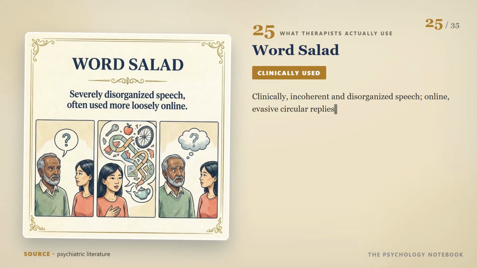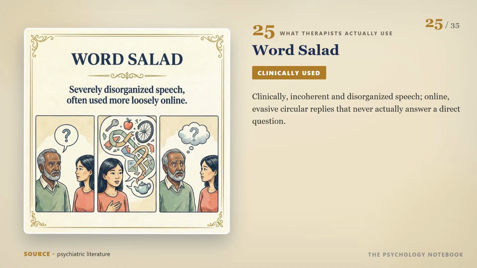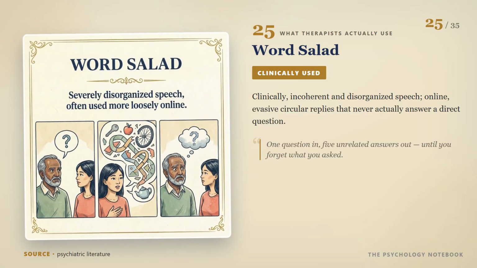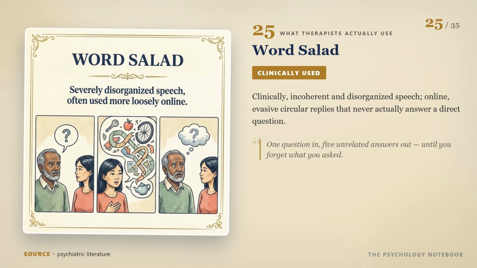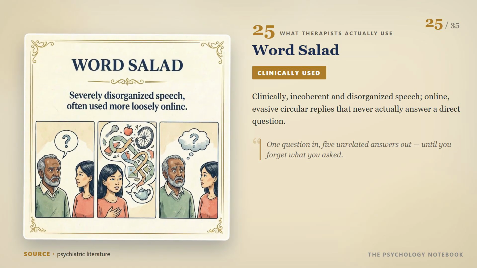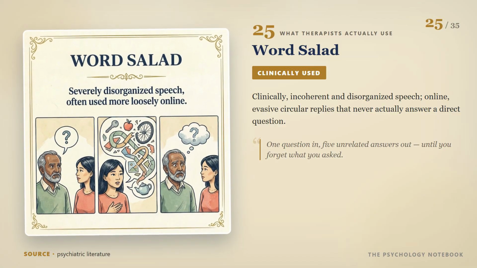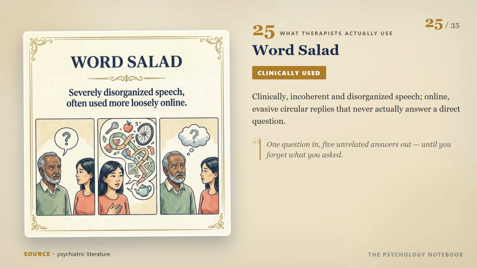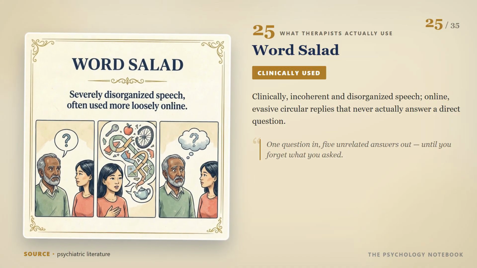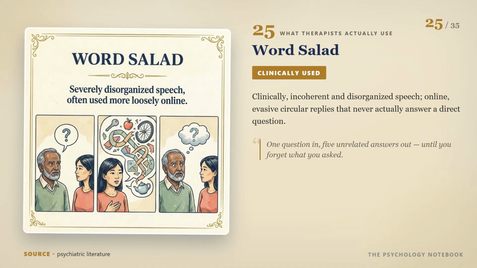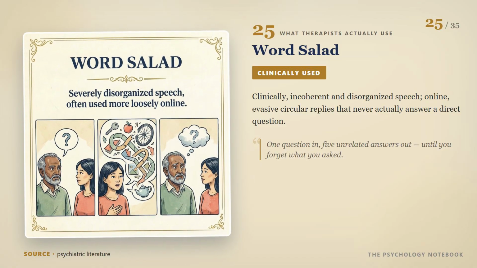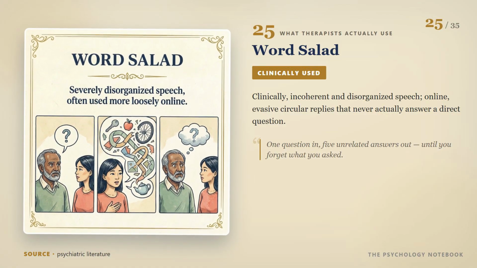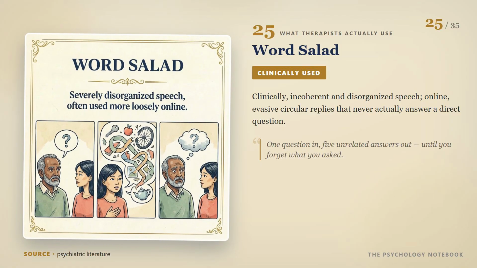25. Word salad. The last term in this section is word salad. In clinical psychiatry, word salad refers to severely disorganized speech without a clear, understandable connection. Online, people use this phrase more loosely. You ask one direct question, you get 5 confusing or unrelated answers. Eventually, you forget what you originally asked. That may be a frustrating conversation, but it is not necessarily the same as the clinical symptom.